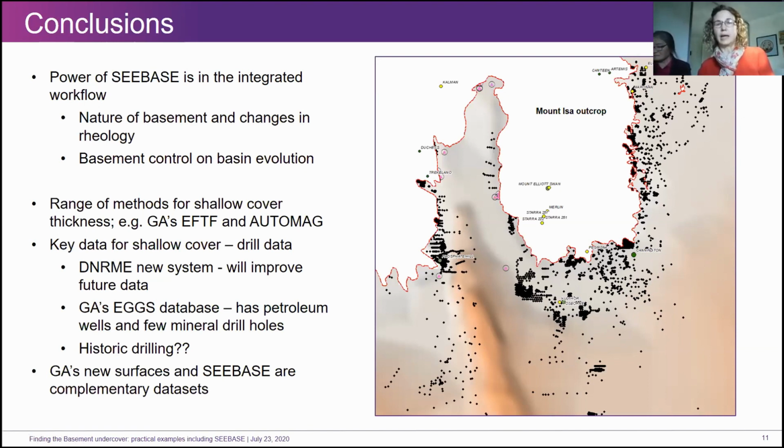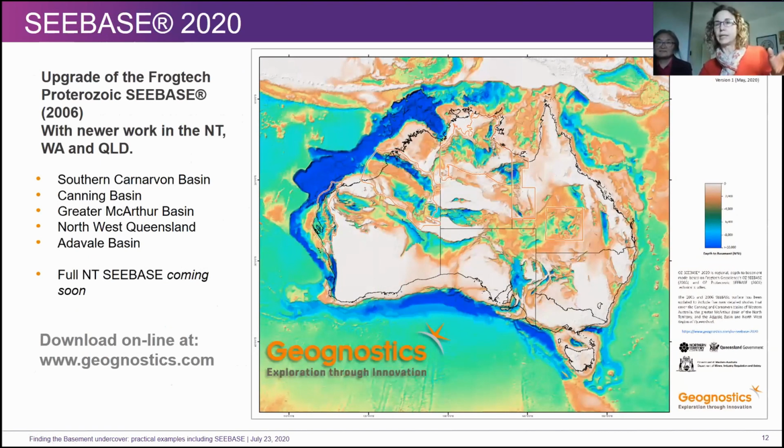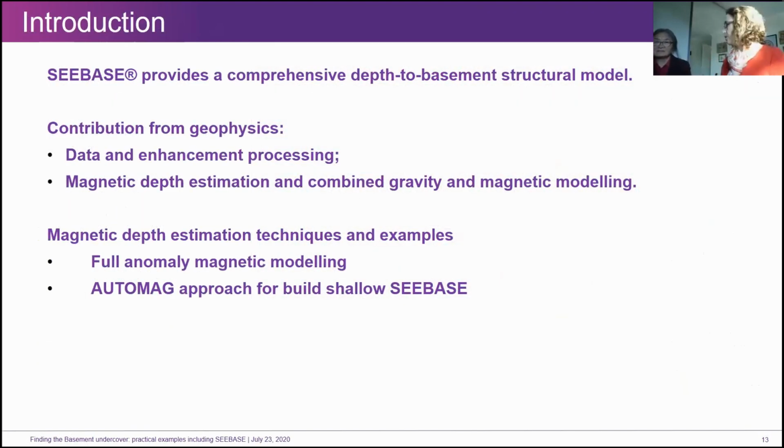And I'm a fan of GA's new surfaces, and I think it's very complementary to the SEEBASE interpretation. If you want, there's an update to Oz SEEBASE that Geognostics have put out, and you can see and highlight the updated areas that are now included, and the full NT will come through shortly. I'll hand over to Zhiqun.